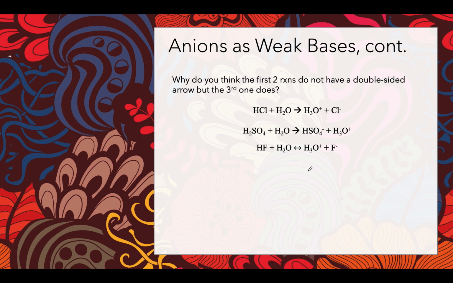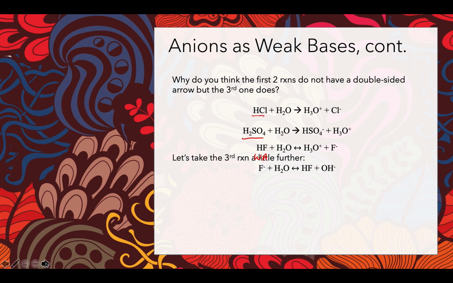Notice for these same reactions that we had on the previous slide, our first two reactions do not have that double-sided arrow. Only the third reaction does. Why do you think that is? Namely, that has to do with the fact that the hydrochloric and the sulfuric are both strong acids. So these are going to go to completion, whereas the hydrofluoric, on the other hand, is considered a weak acid. We are not going to get full dissociation of that acid in water. That's why we have our double arrow for that particular reaction.